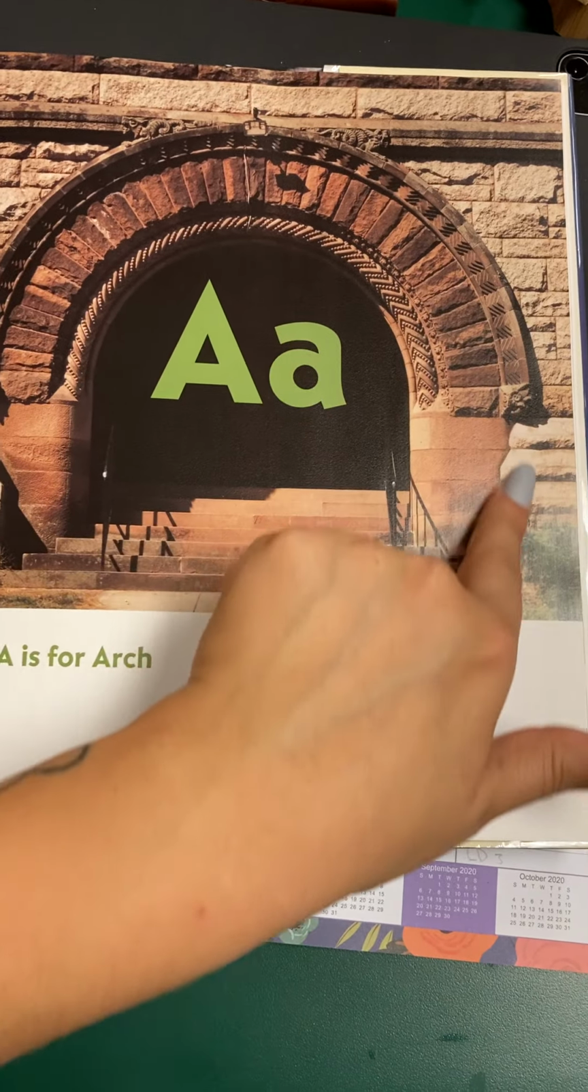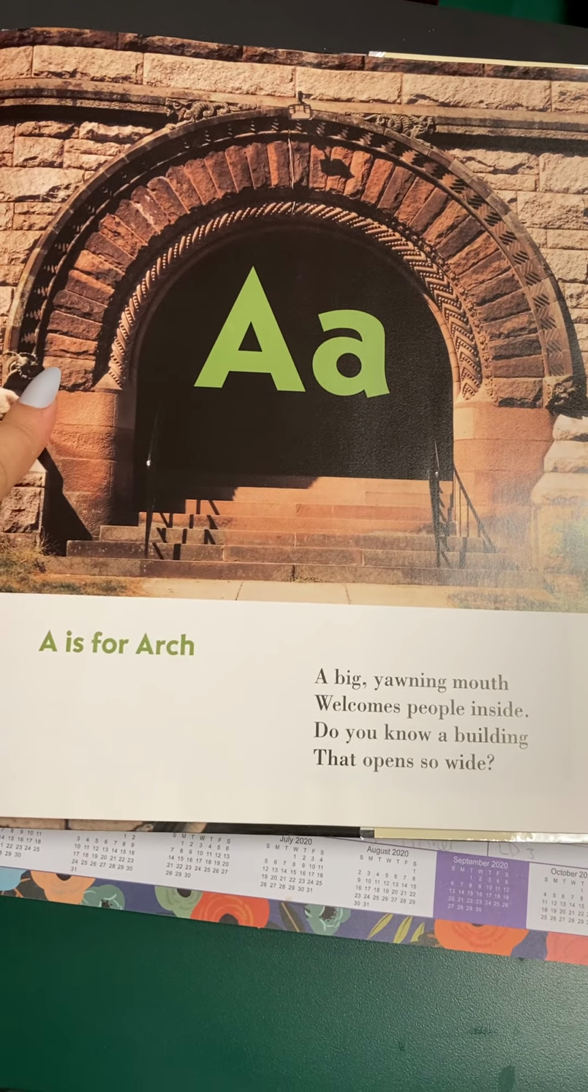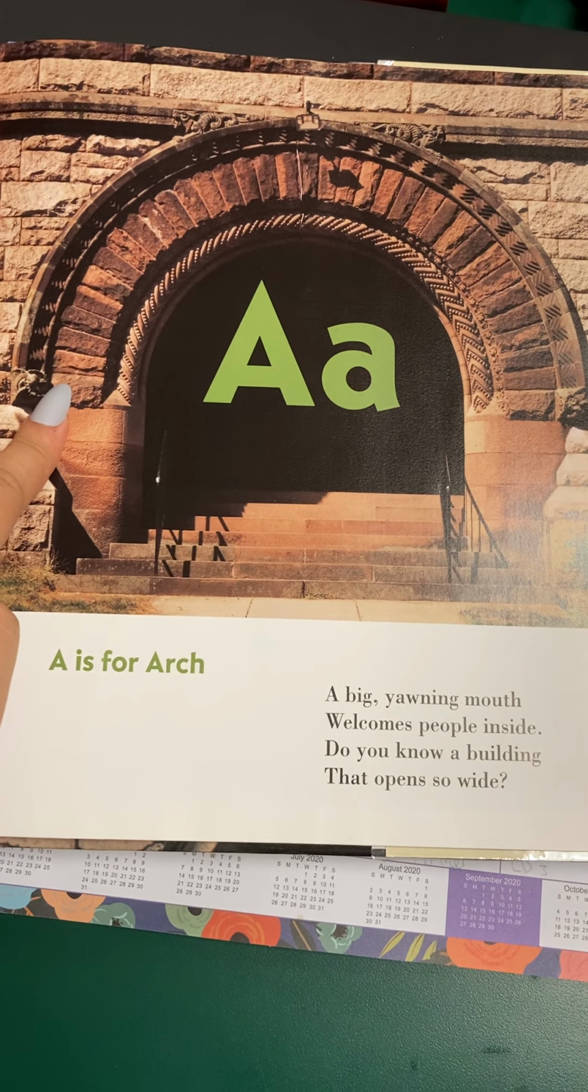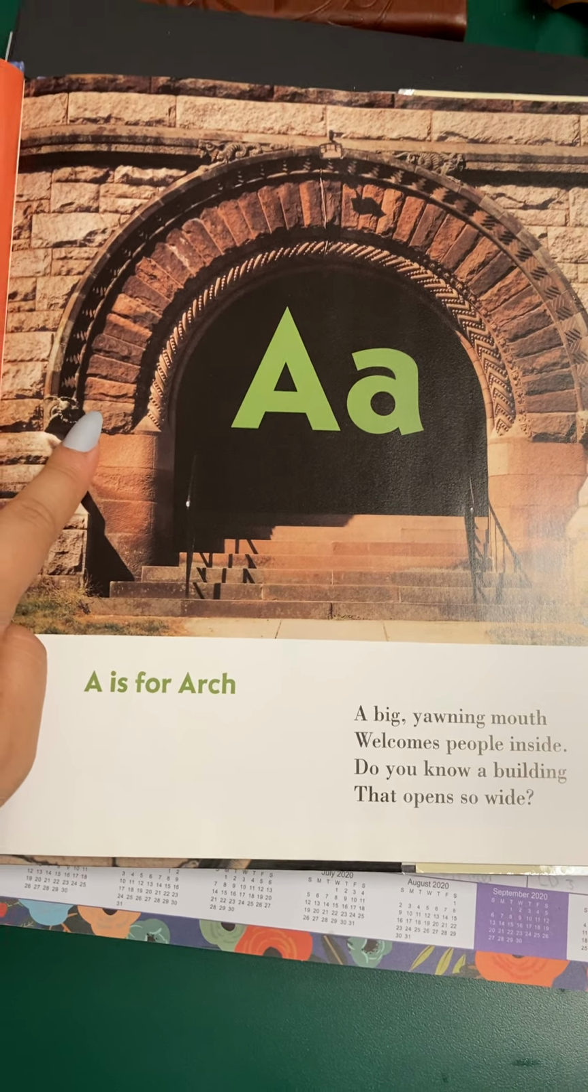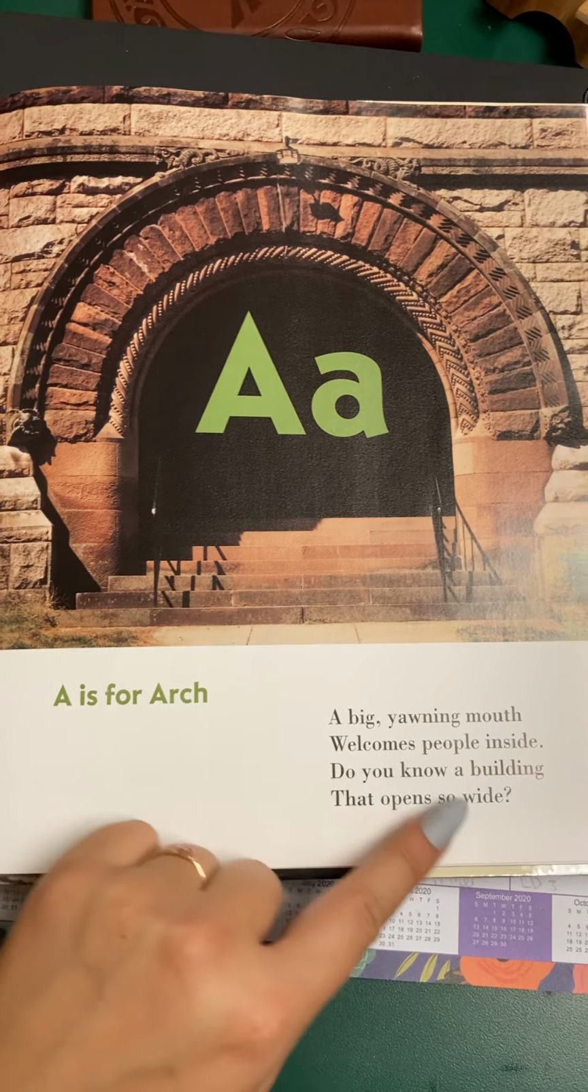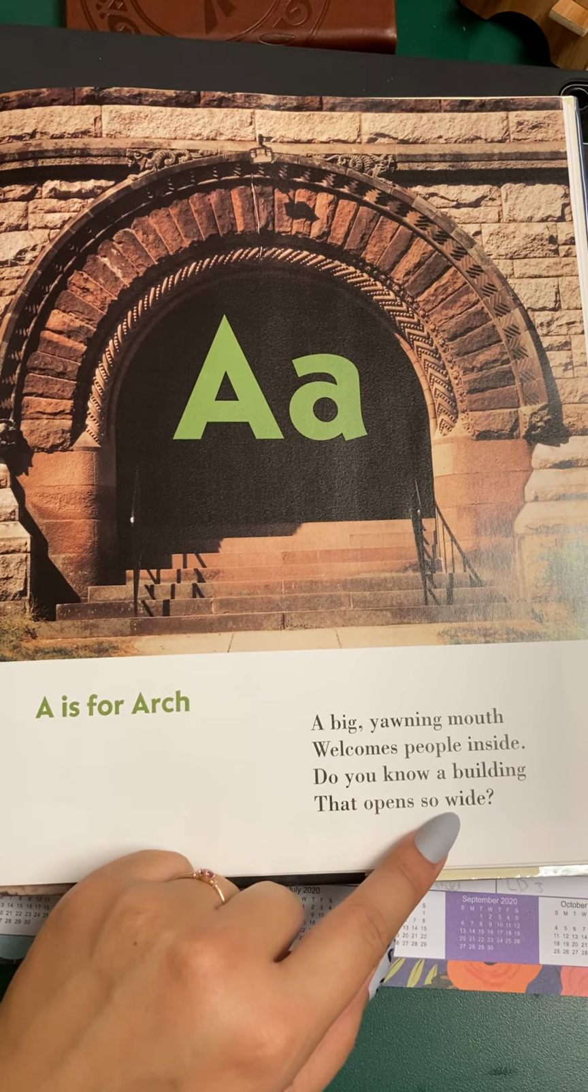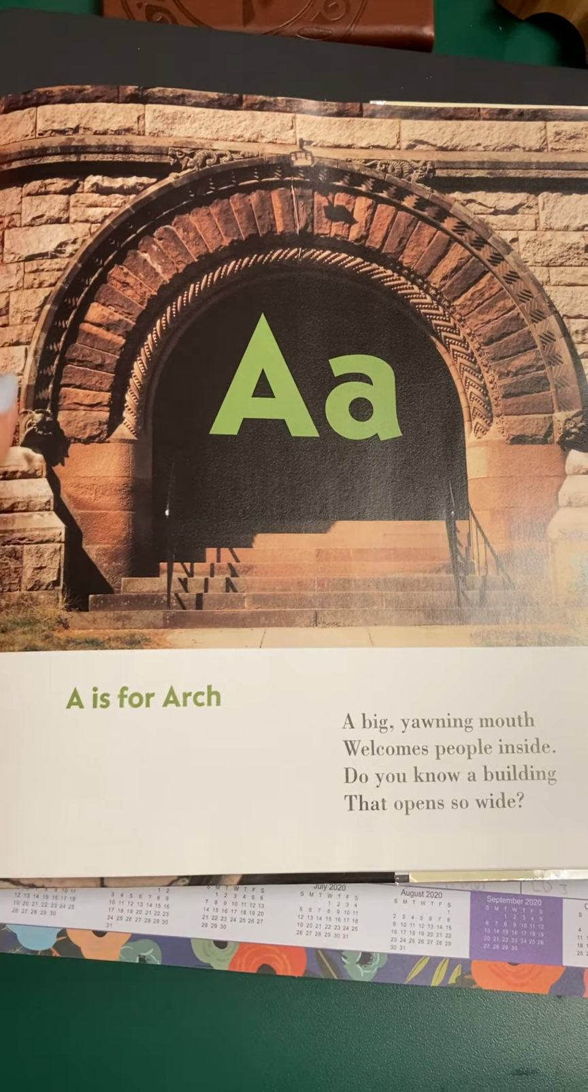A is for arc. Here's our arc right here. A big yawning mouth welcomes people inside. Do you know a building that opens so wide? Hey, I like that. It rhymes. Inside, wide. Inside, wide. And look at that arch.